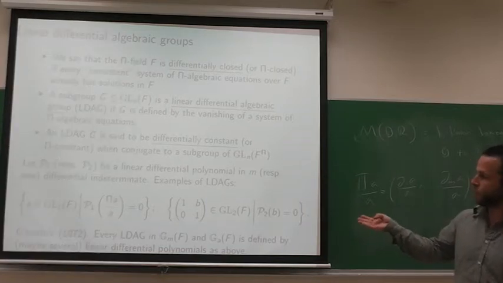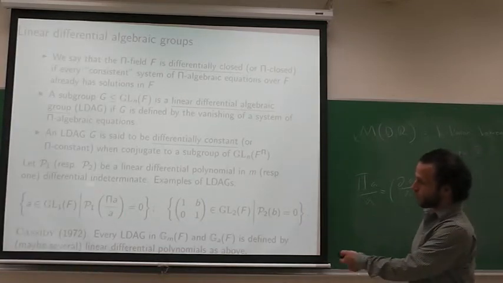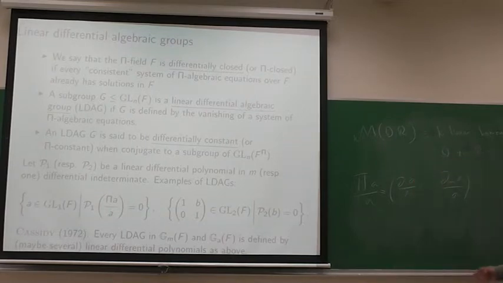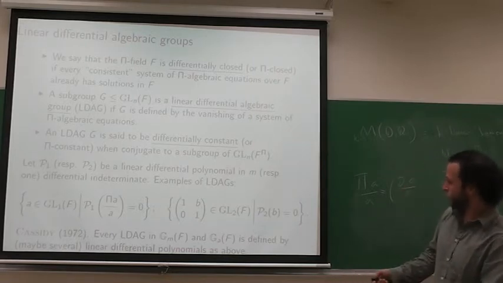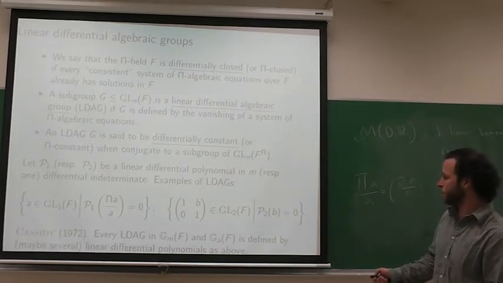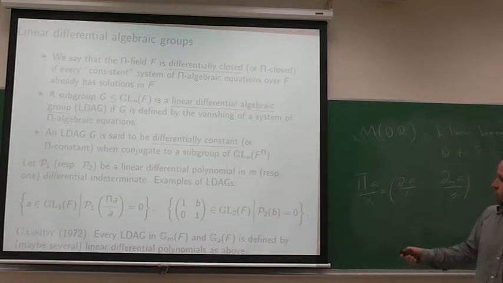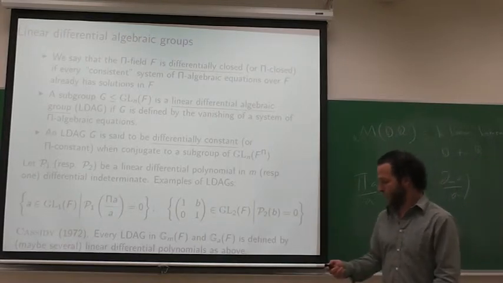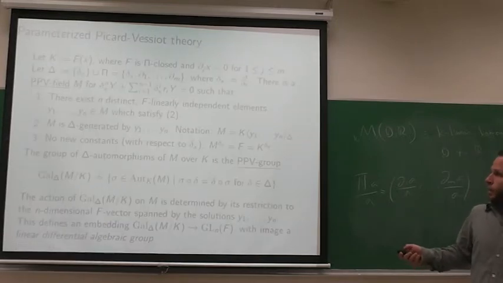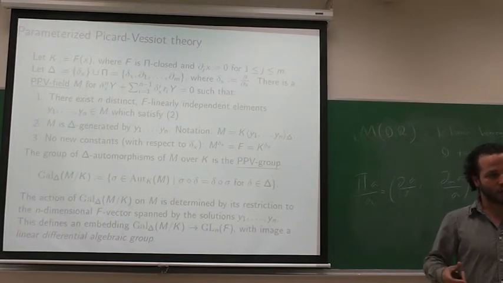So it turns out that any differential algebraic subgroup of GL1, or the multiplicative group of F, is defined by just a linear differential operator killing these logarithmic derivatives. And something similar happens with the additive group. Every differential algebraic subgroup of the additive group of F is actually defined by the vanishing of one or several linear differential operators hitting B. Okay. So these are the kinds of groups that will appear as Galois groups in the parameterized Picard-Vessiot theory.